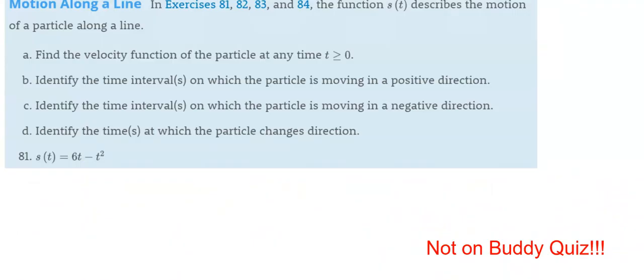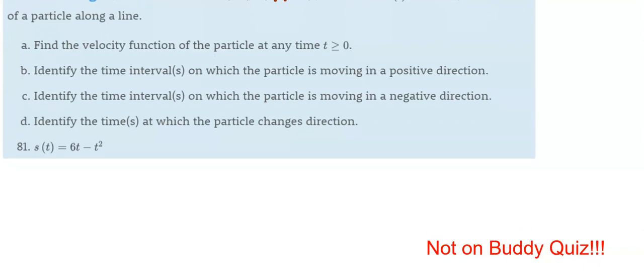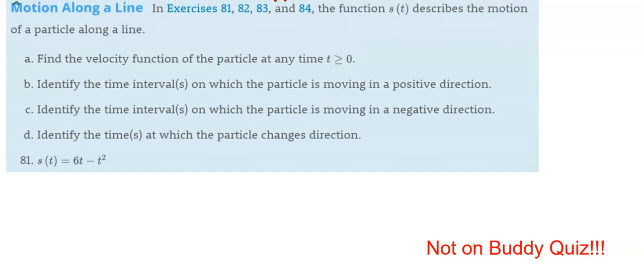Okay, number 81. So remember, not on the buddy quiz, so please don't feel obligated to do this. Find the velocity of the particle at any time t greater than or equal to 0. Velocity is just f prime. Identify the interval. This is where f prime is positive. This is where f prime is negative. The reason I'm not going to explain this that much is, number 1, you're going to learn it in a couple weeks. Number 2, it's not on the buddy quiz, and I just want to get these videos done. The time at which the particle changes direction is where f prime changes signs.